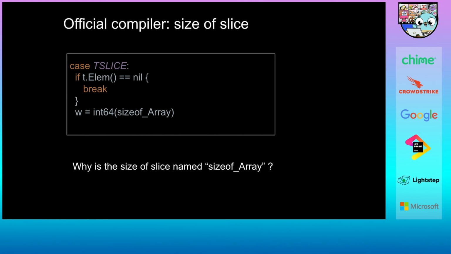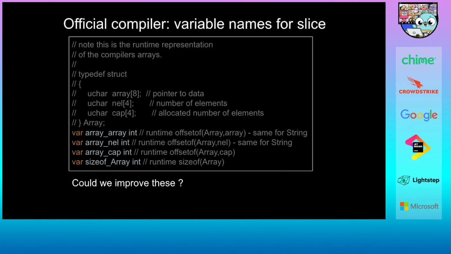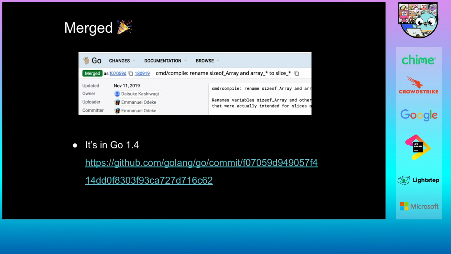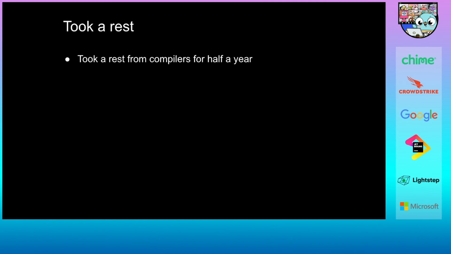I felt something was strange. I wondered why the size of a slice is named size of array. And I found some other variables for slice had the prefix of array. Probably this is by historical reasons, but could we improve these? So I tried submitting a patch to rename array to slice in those variables. It's approved without any argument, and it's merged into Go 1.4. I was happy and took a rest from compilers for half a year.